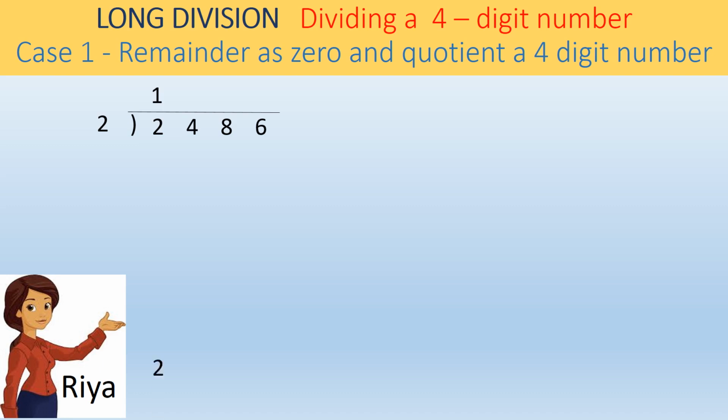So 1 2's are 2. Now subtract. 2 minus 2 is 0. Now let us bring down the next digit, that is 4 or 400. In 400, how many 2's are there? You know that it is 200. So we will write 2 in hundreds place. 2 2's are 4. Subtract. What is the remainder? 0.